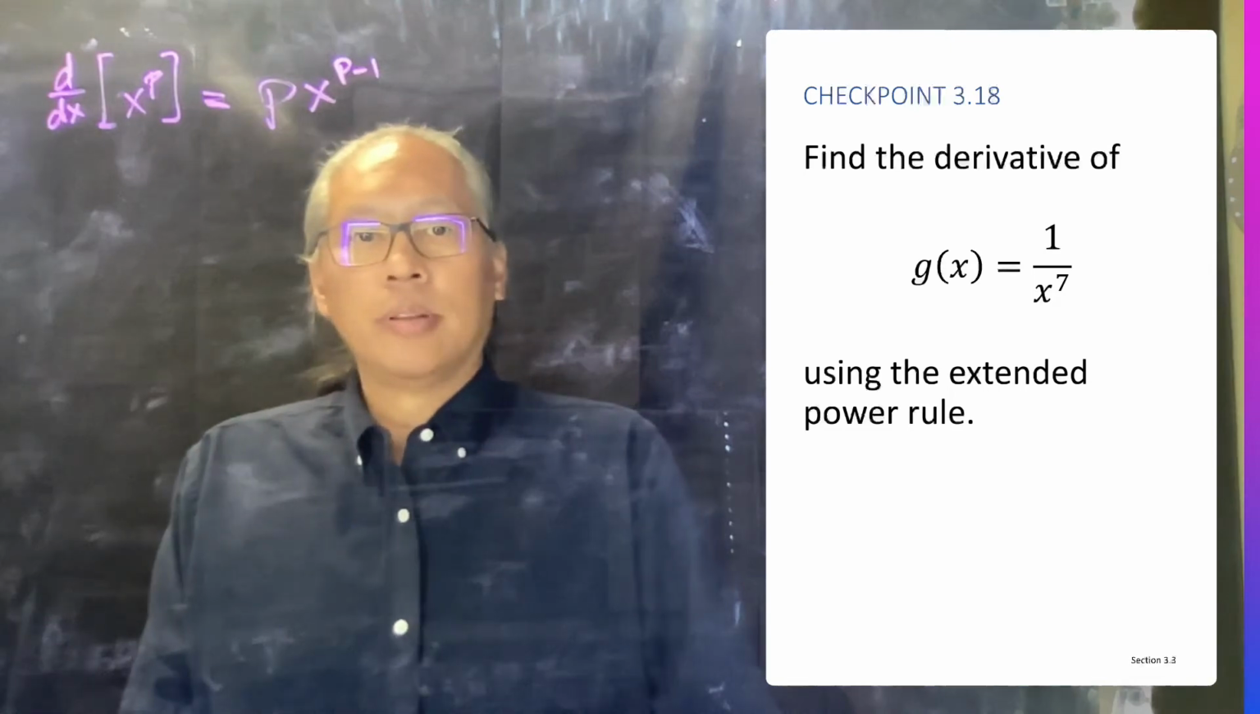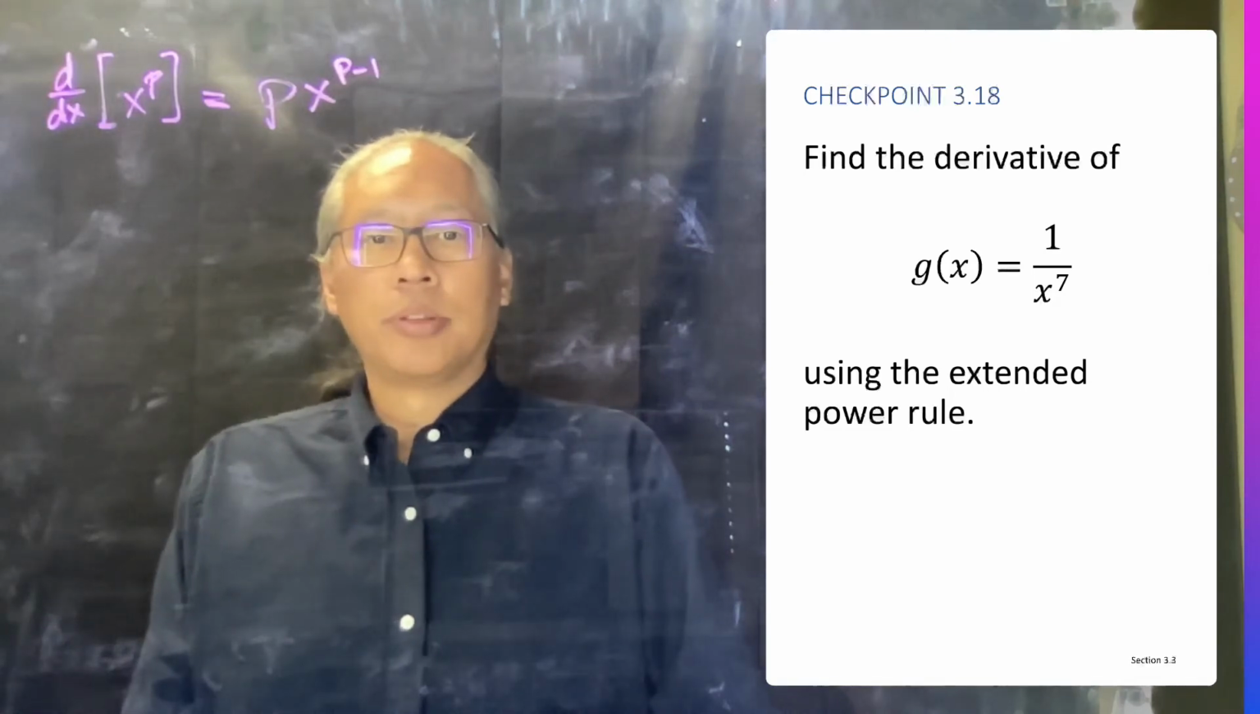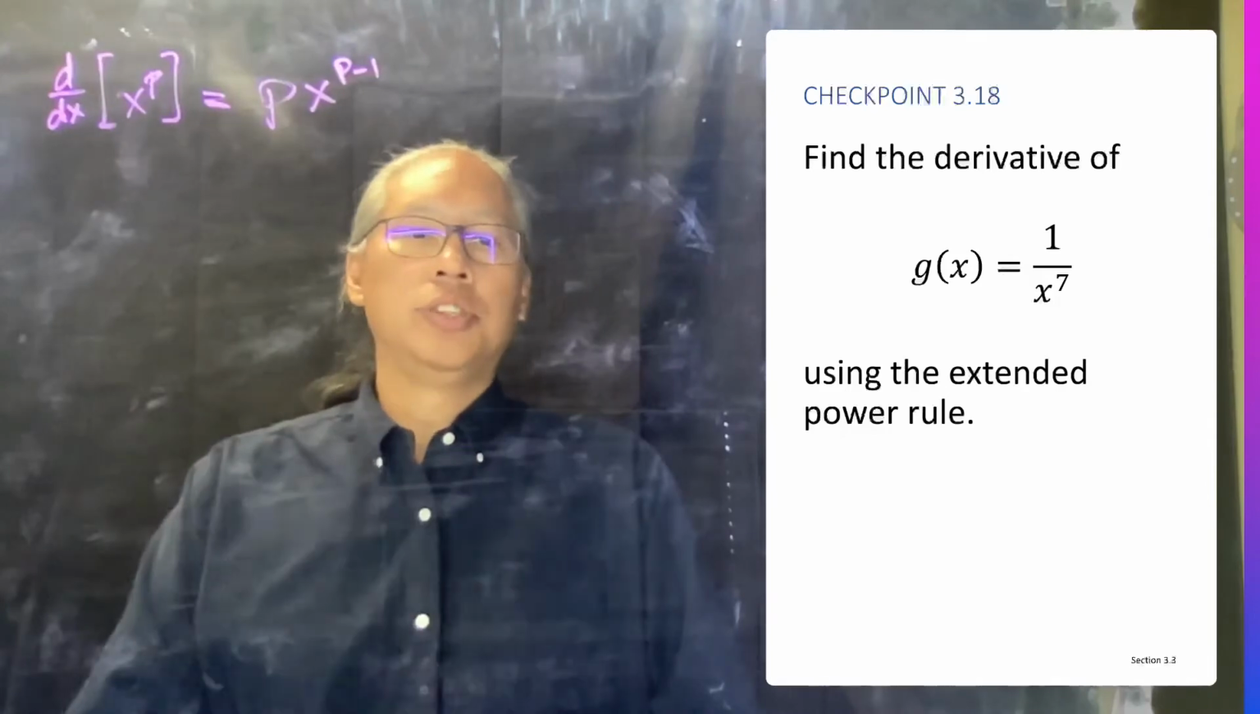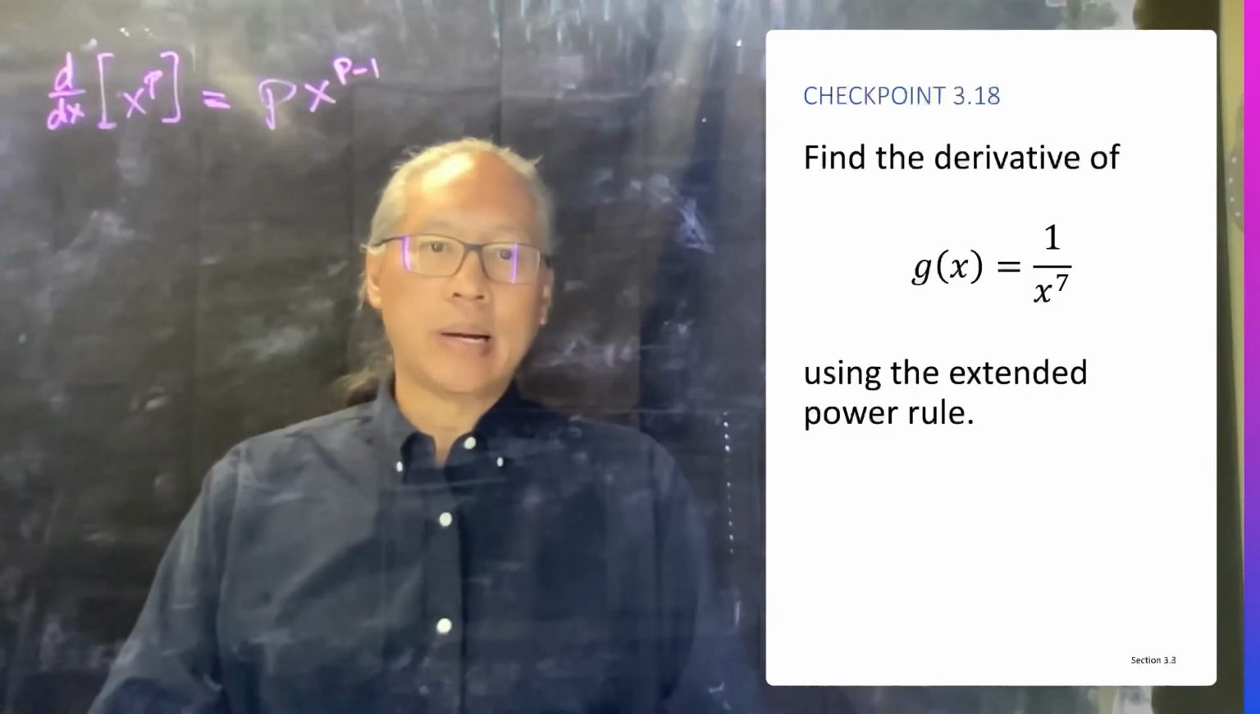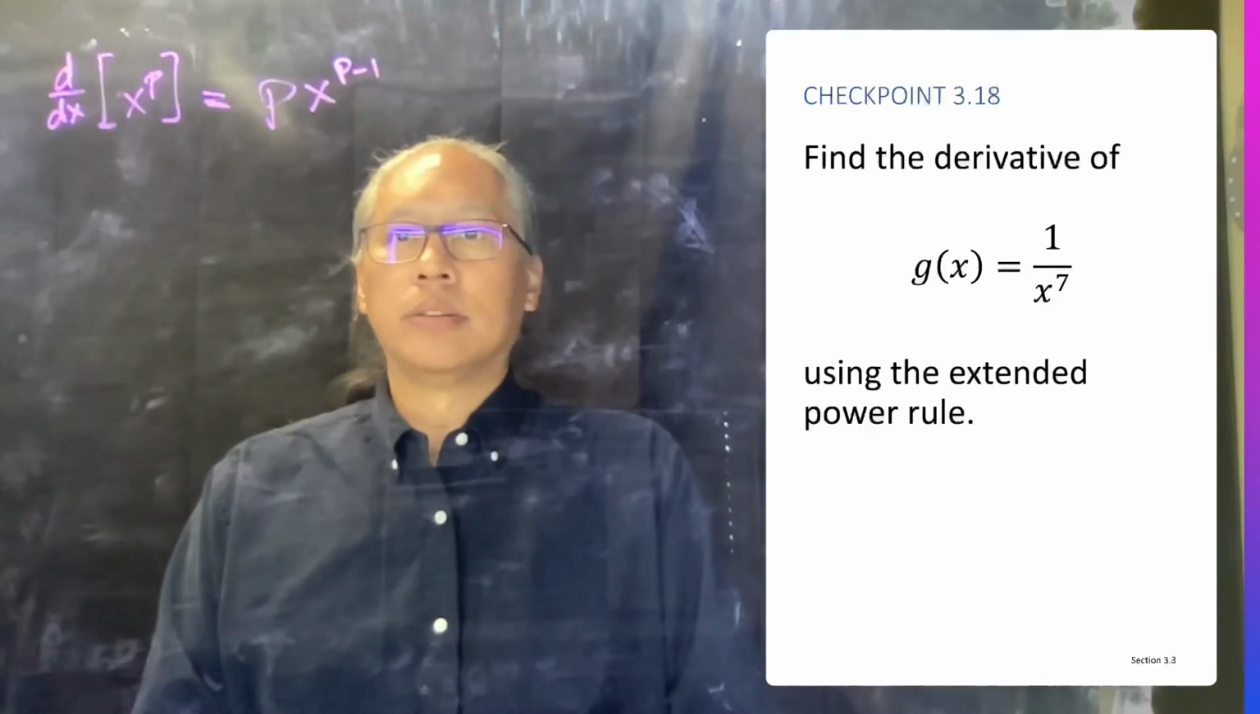Hello, this is checkpoint 3.18 from section 3.3. We have this function g of x is equal to 1 over x to the 7th, and they want us to use the extended power rule to find its derivative.